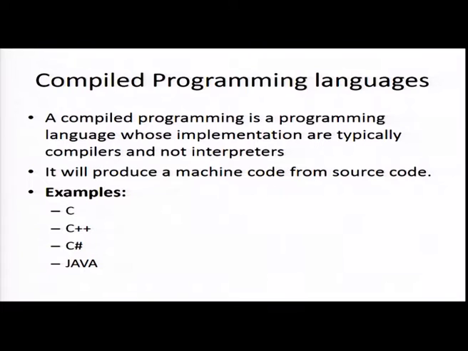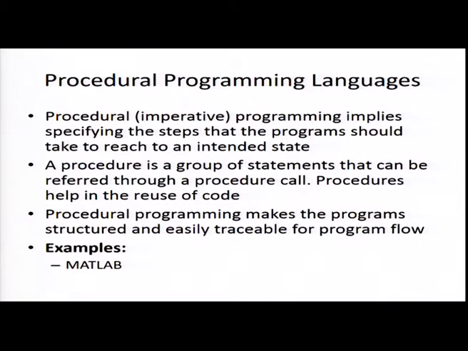C++, C sharp. If it has been written with the hash symbol, you are not supposed to read it as C hash, but it should be read as C sharp. Then Java. So these are all examples of the compiled programming languages. Now, let us see the next category of high-level languages, the procedural programming languages. The procedural programming languages are also called imperative programming.